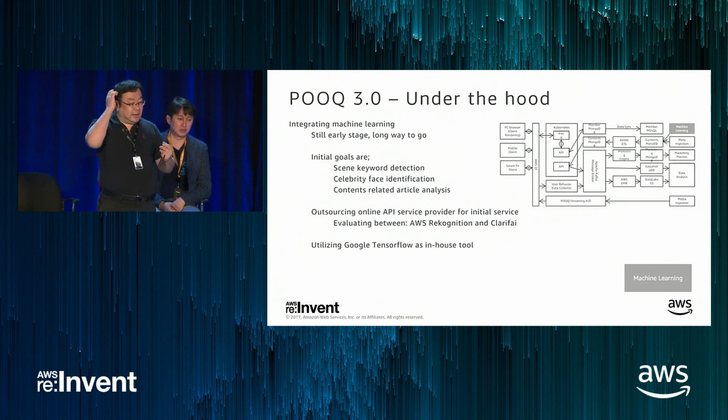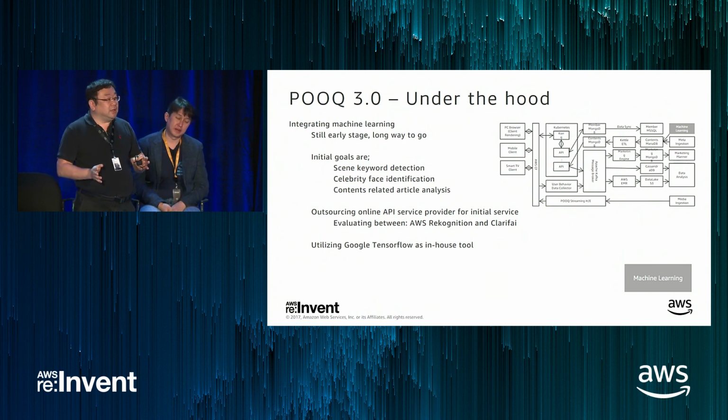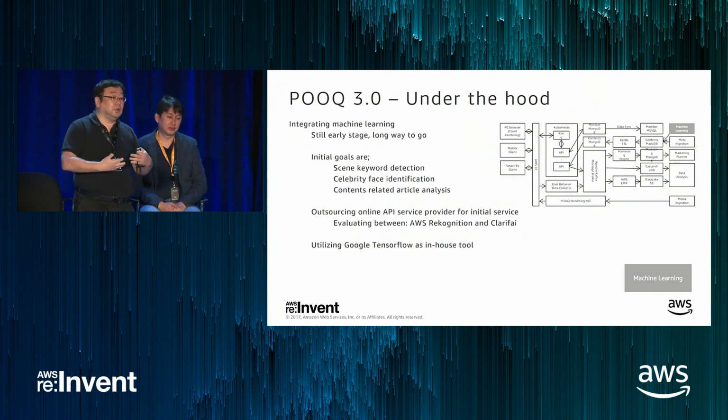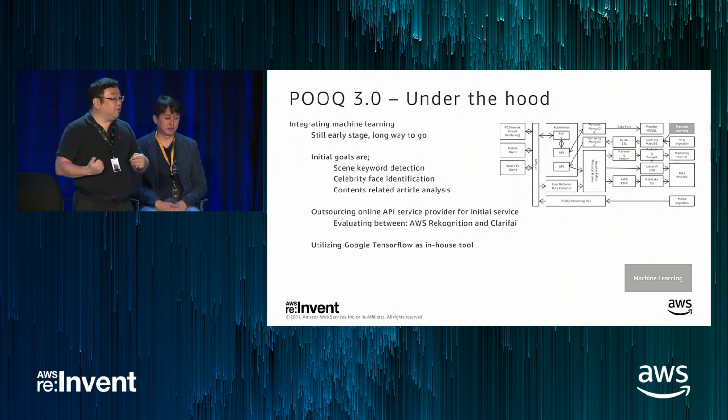And integration of machine learning, of course. We are still in an early stage and have a long way to go, but right now what we have is scene keyword detection, which means we are feeding a lot of thumbnail images to the recognition engine so that we can get scene detection data like snow, beach, or car. Then we are using that as a base of our recommendation data. We are also working on celebrity face identification so that we can have better casting information for our VOD data.